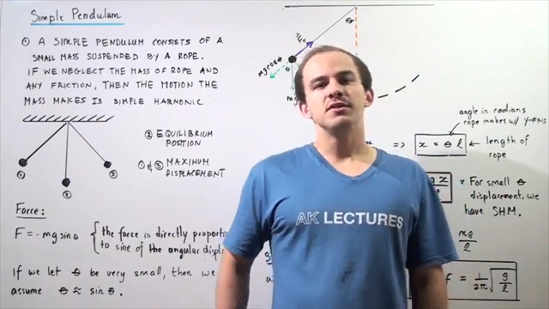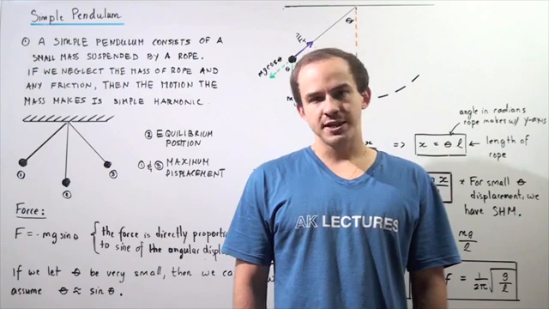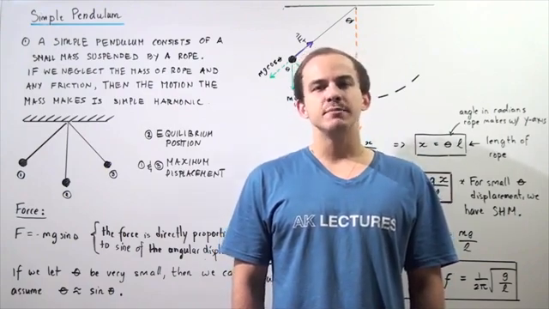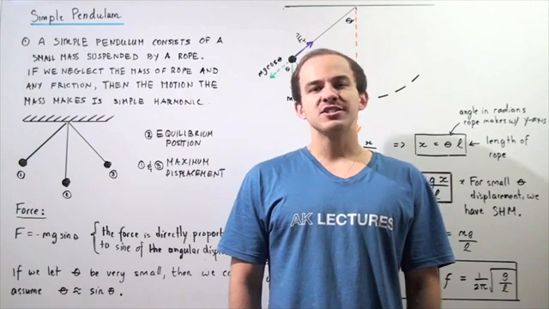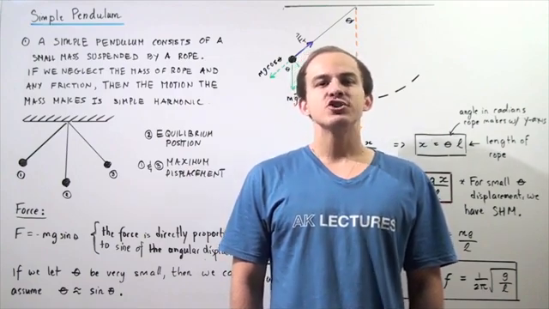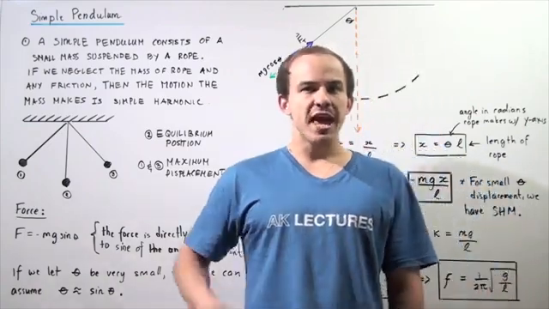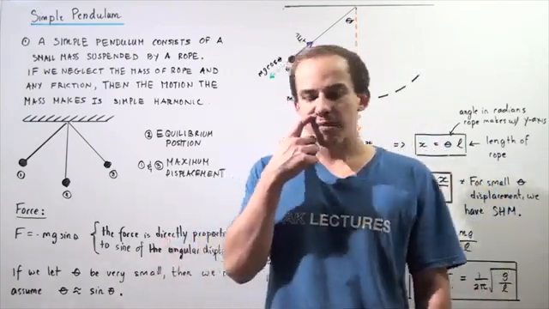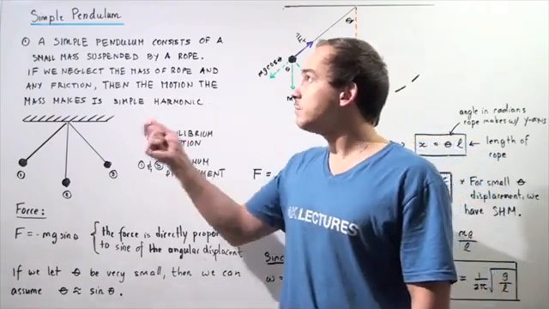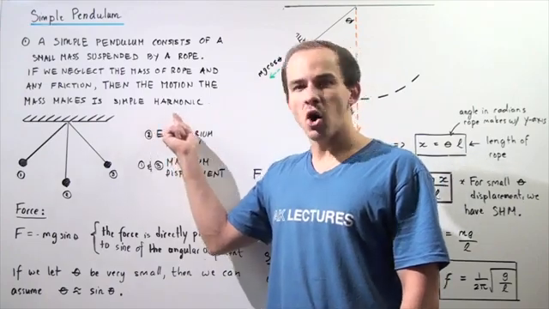Another example of an object undergoing simple harmonic motion is a simple pendulum. A simple pendulum consists of a mass suspended by a rope. And as long as we assume that our rope has no mass, and as long as we neglect any type of friction between the air molecules and our mass, well, then we can assume that our object, our simple pendulum, is experiencing simple harmonic motion.